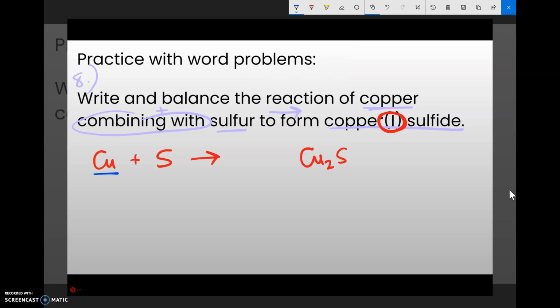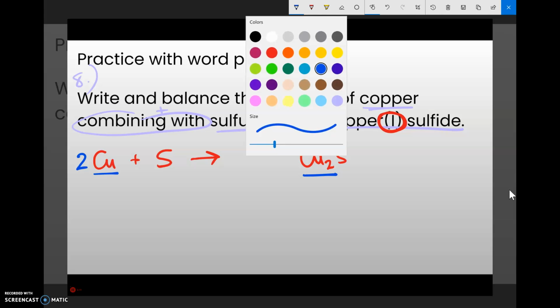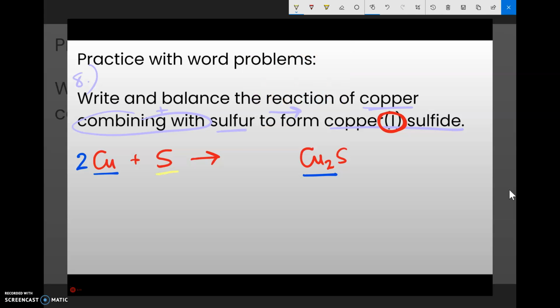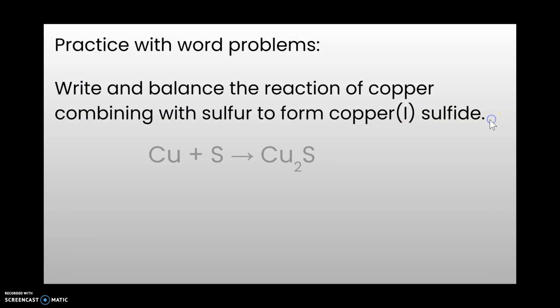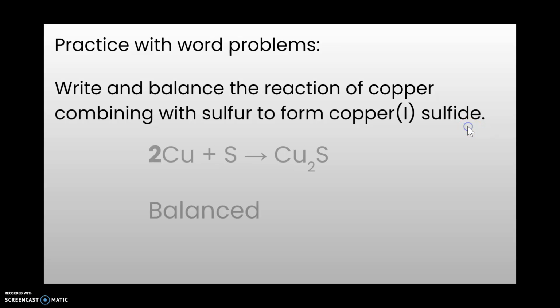So right here we have 1 copper, 2 coppers. So we're going to go ahead and put a 2 there in the front. And now we have 1 sulfur and 1 sulfur. So I think we're balanced, but let's double check. 2 coppers, 1 sulfur, 1 sulfur. Fantastic. Okay, there's your balanced chemical equation right there.